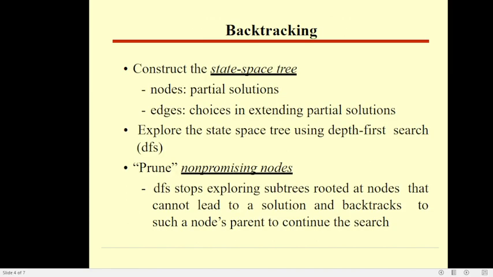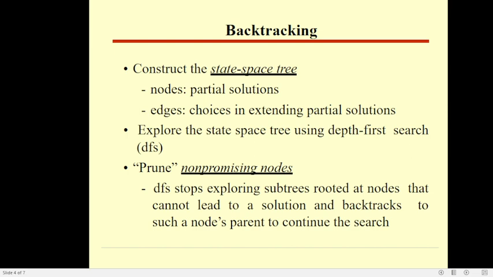Let's see about backtracking technique. What is backtracking technique? What is its principal idea? Actually, backtracking technique uses a state space tree for solving the problem. It constructs the solution one component at a time. Evaluate each partially constructed candidate as follows.